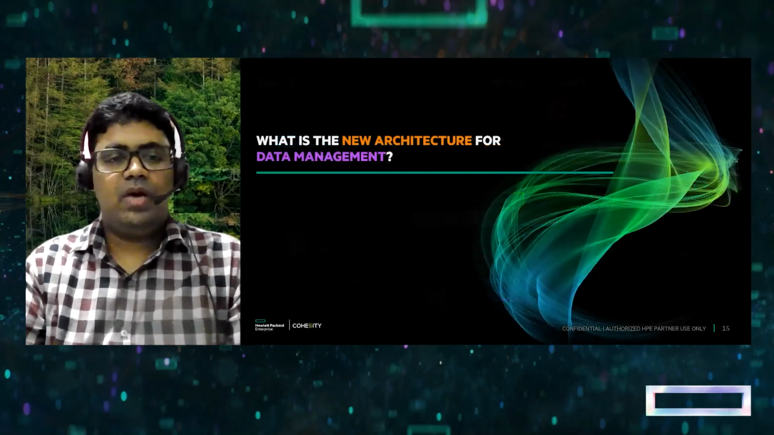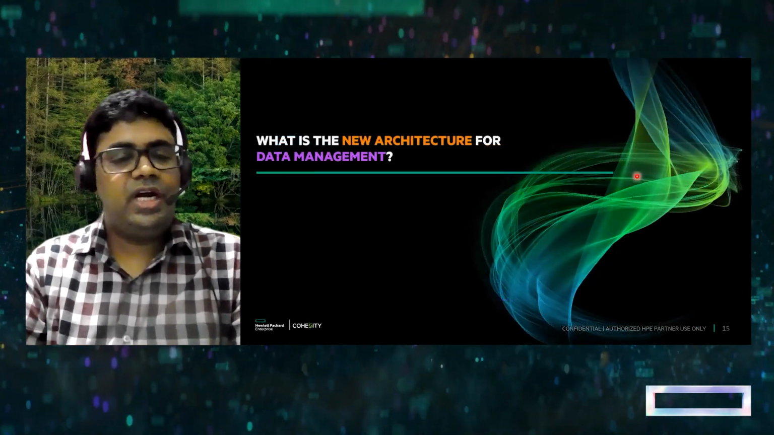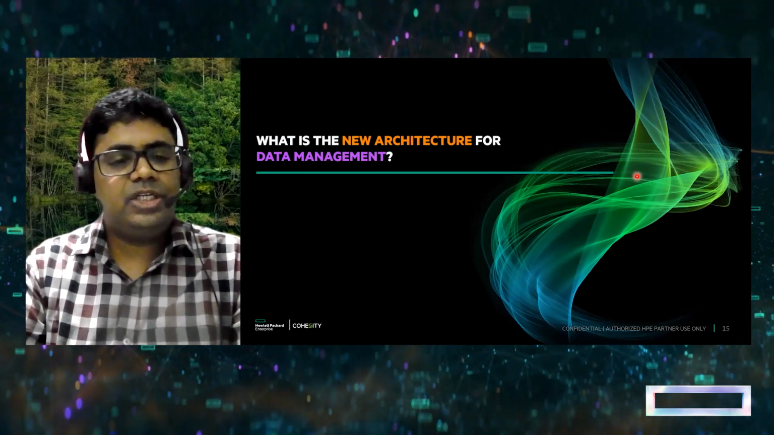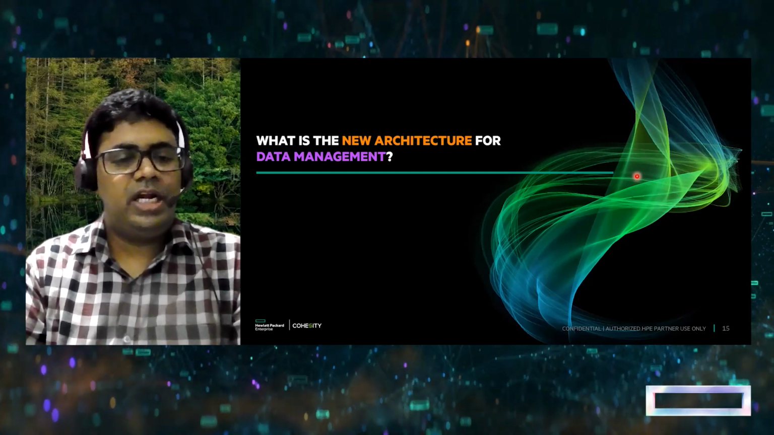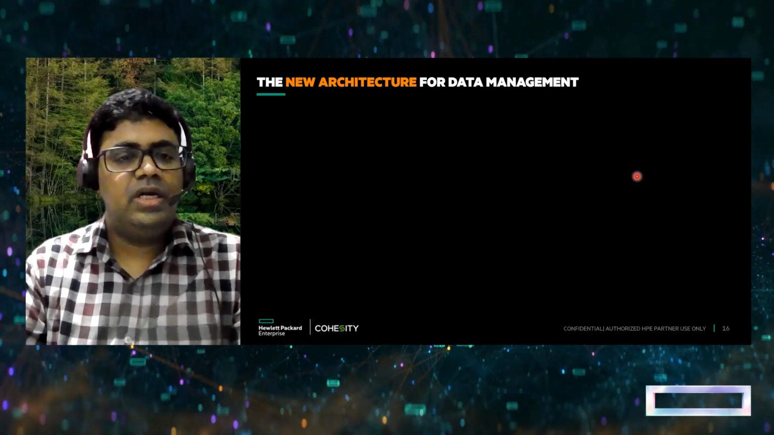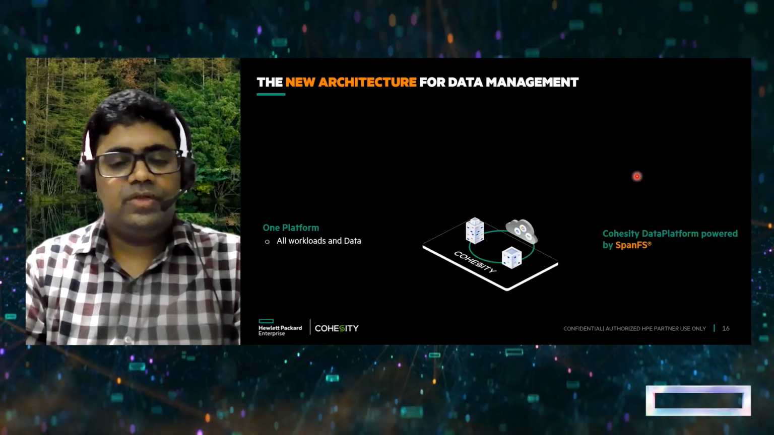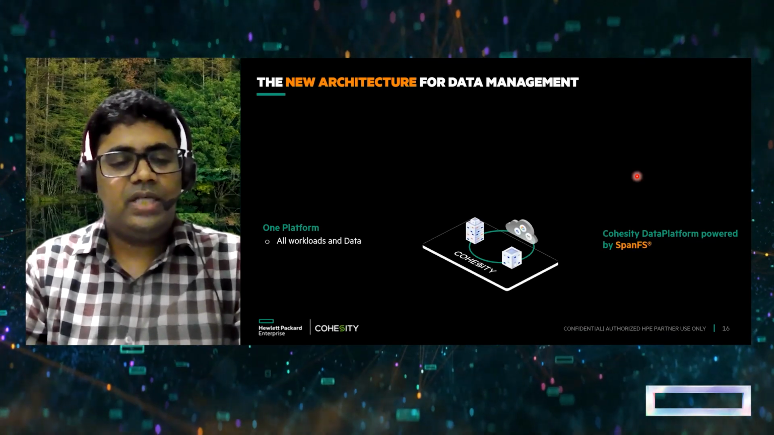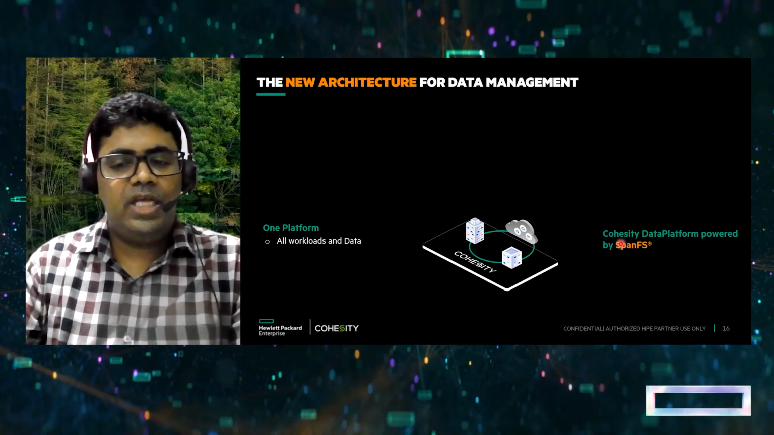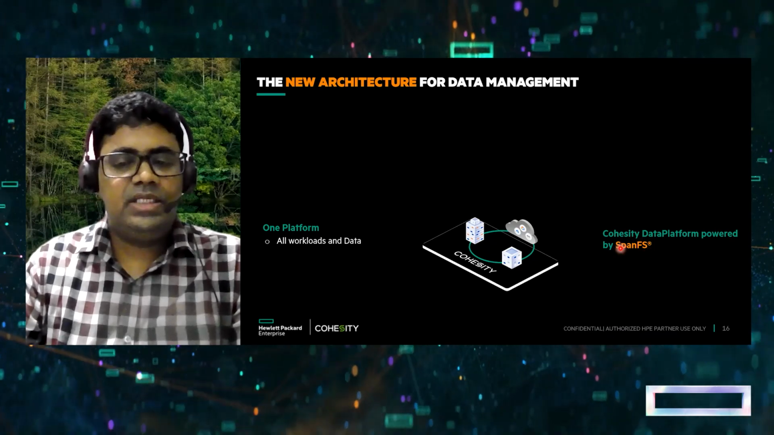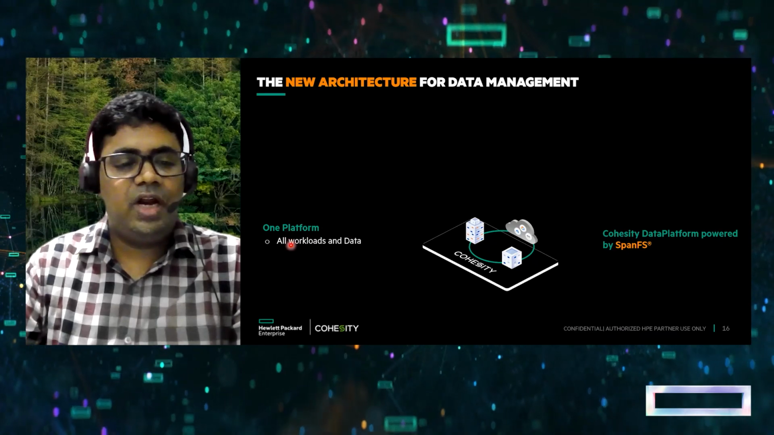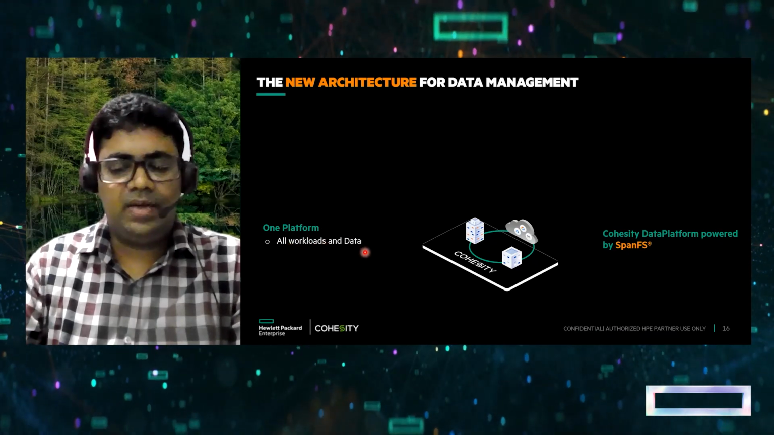Okay, now, what is the new architecture for data management? When compared to the traditional architecture, there are some changes in our Cohesity data platform architecture. Let's observe the main changes in the new architecture. When we see the Cohesity architecture, as I mentioned, one key item is the Cohesity data platform powered by the SpanFS file system. This is the key component in our architecture. And this is one platform for all workloads and data.